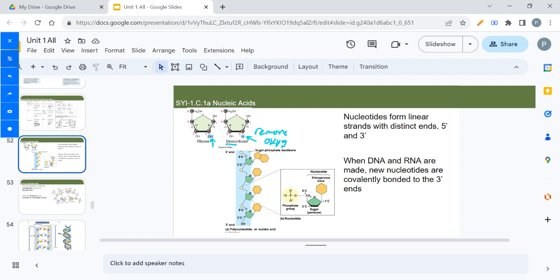Deoxyribose, right? Oxygen. We literally just got rid of that oxygen that was on that second carbon right there. That's it. That is the big difference between those two pentose sugars. Right? That's one structural difference that's there.